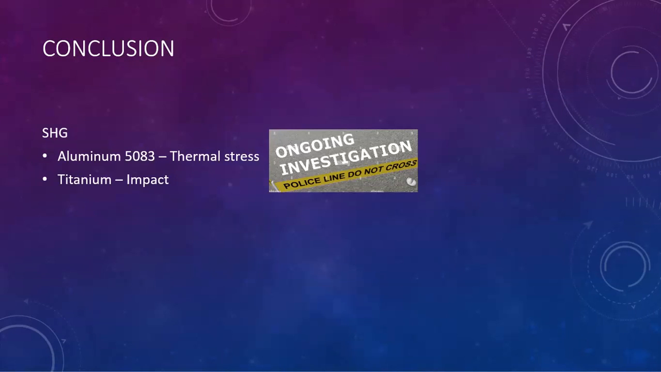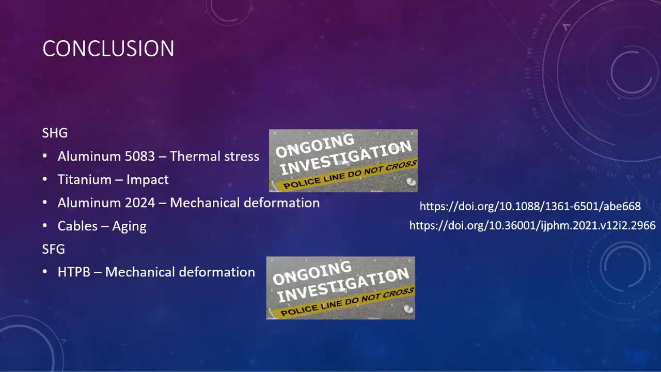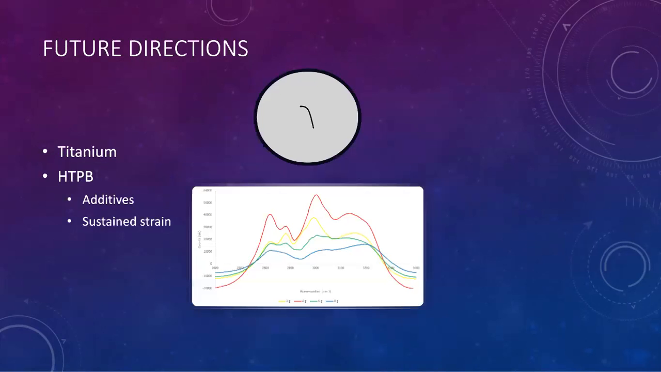So in conclusion, they currently have 2 projects they're working on: our aluminum 5083, the naval grade, and the titanium impact. We actually got some more samples with different amounts of impact, to see if we can find a trend besides just damaged and undamaged. And then we've published our 2024 and our cables with aging. They're currently working on a 3-year contract with the Navy, trying to look at extending. This is our last year, but they're going to continue looking into that aging and why it's happening.